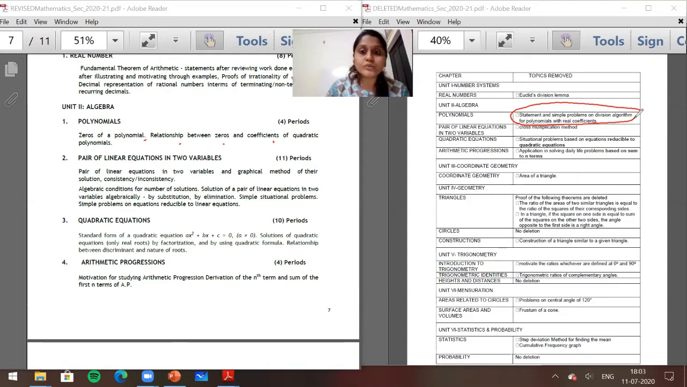As we move on to pair of linear equations, if you observe, the graphical method remains. Again, the graphical method is very important. One 4-mark question is sure shot from this topic.